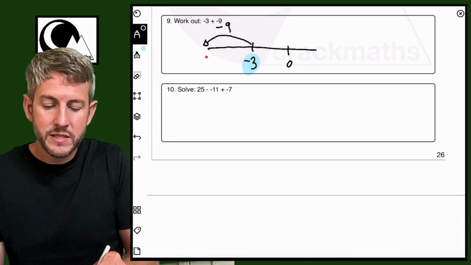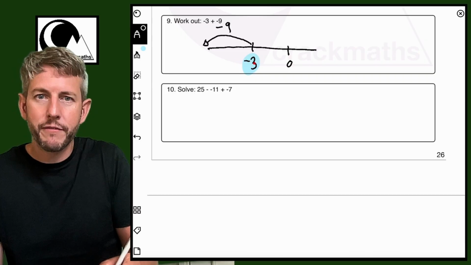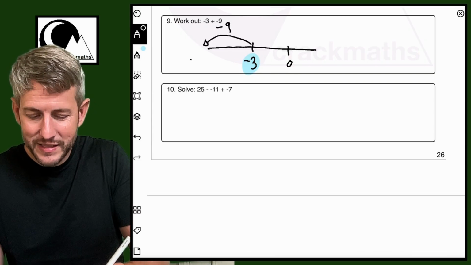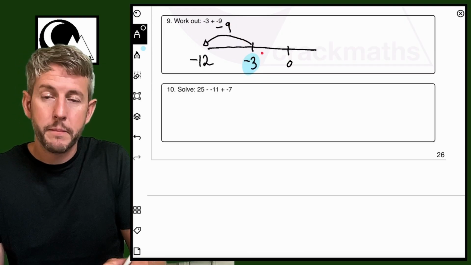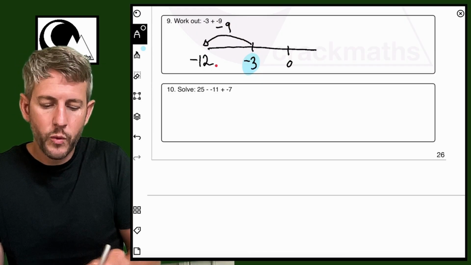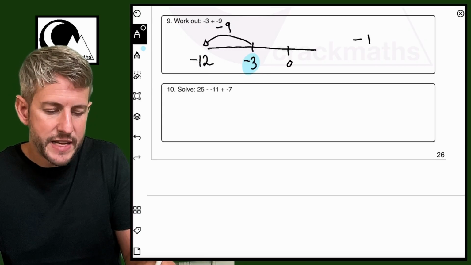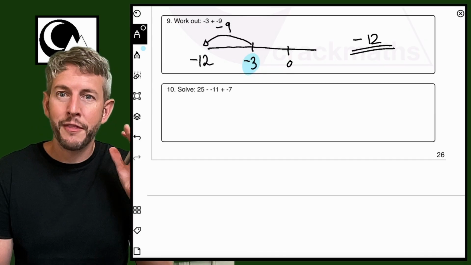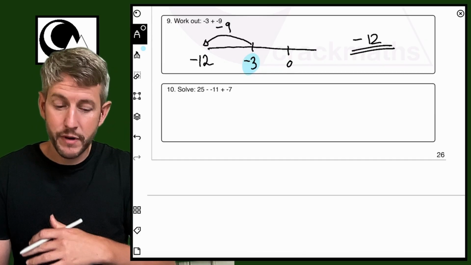And then what that looks like is if we were 3 spaces away from 0 here, we're going to be another 9 away from 0 here. So that's going to take us to -12 because 3 and 9 makes 12. So we're an extra 9 spaces away from 0. So our answer is -12 because that is the thing that is 9 lower than -3.